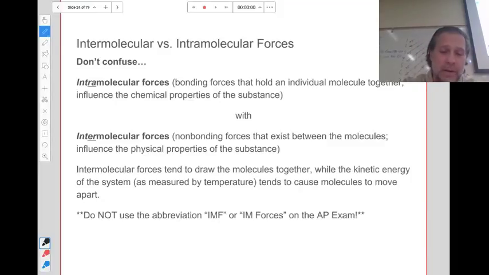One thing that was made very, very clear to me a couple of years ago is that on the AP exam, if it asks you to identify what force is present, don't write IMF, don't write IM forces. Actually write out the phrase intermolecular forces. They want to see the words for some reason. I'm not 100% sure why. That's just what I was told. So make sure that's something you get used to writing.